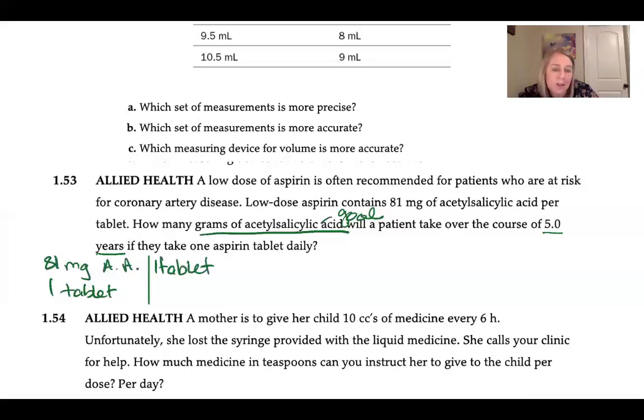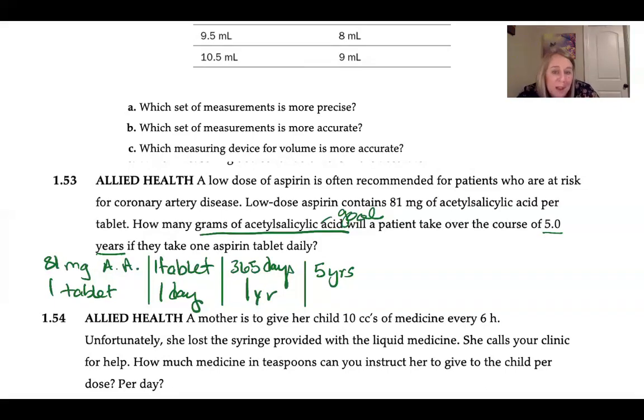So I want my units to cancel. What conversion factor can I use that has the tablet? Well, I was told that they're going to take 1 tablet per 1 day. All right, now if I want to go from days, what am I trying to get to? I'm trying to get to years, right? So I know I have 365 days in 1 year. And how many years is this patient going to take it? They're going to take it for 5 years. And you don't have to have anything on the bottom because you're just saying they're taking it for 5 years.